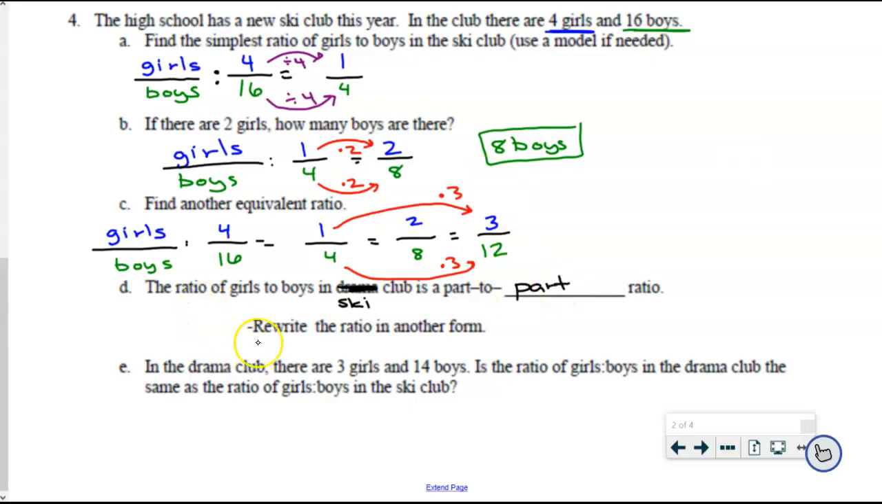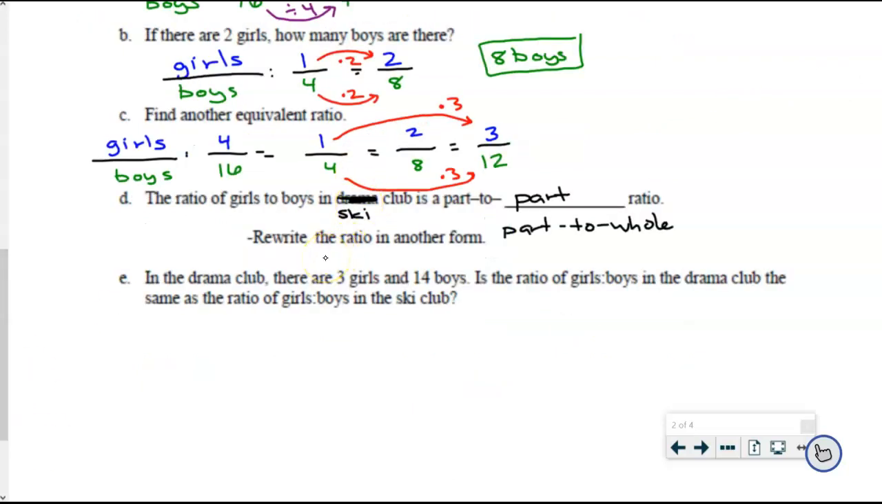versus when I rewrite it in another form. How can I rewrite it in another form? Well, if it's a part to part, then I can rewrite it as a part to whole. Or I could write it as the other part to the whole. We have two options. Which part do you want to use? Do you want to use the girl to the total, or do you want to use the boys to the total? Okay, you decide. Talk at your tables, figure that out, and then we're going to come back together. All right, what did you choose to write, Bethany?